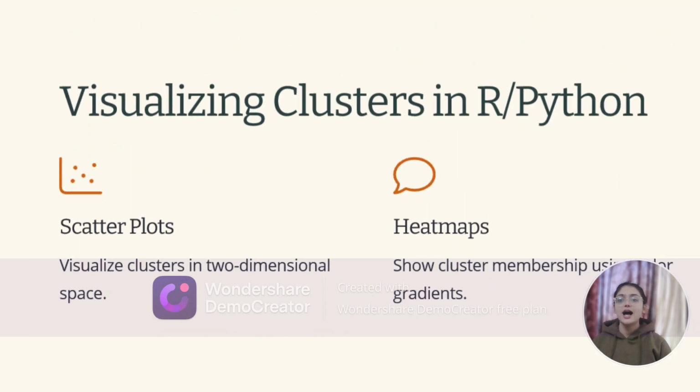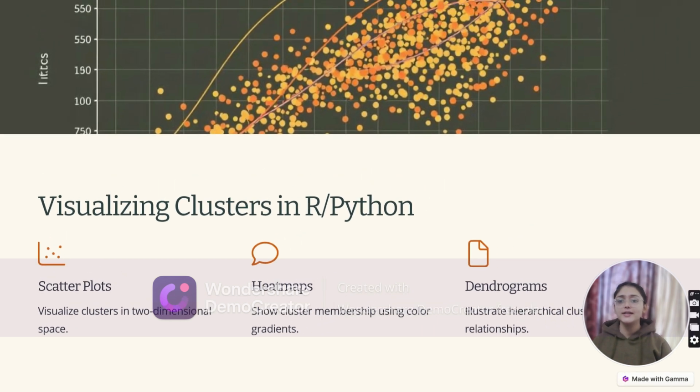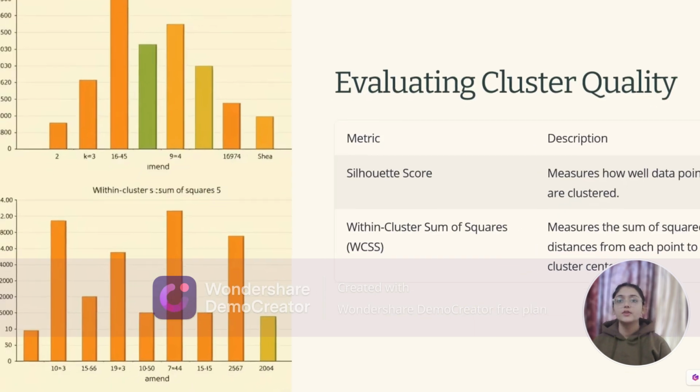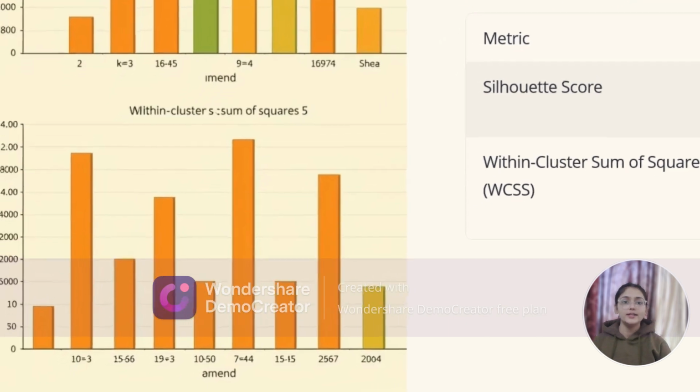Visualizing clusters in R or Python. Scatter plots: visualize clusters in two-dimensional space. Heat maps: show cluster membership using color gradients. Dendrograms: illustrate hierarchical clustering relationships. Evaluating cluster quality.